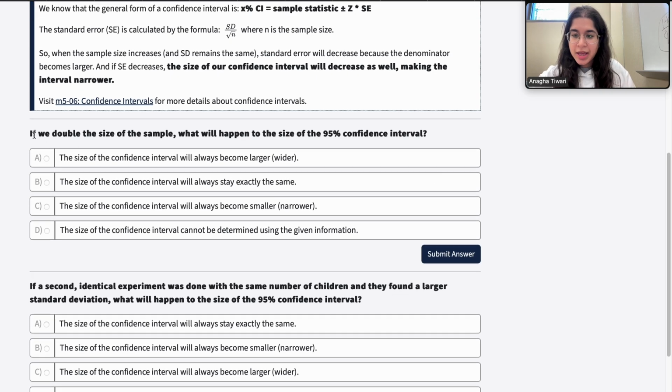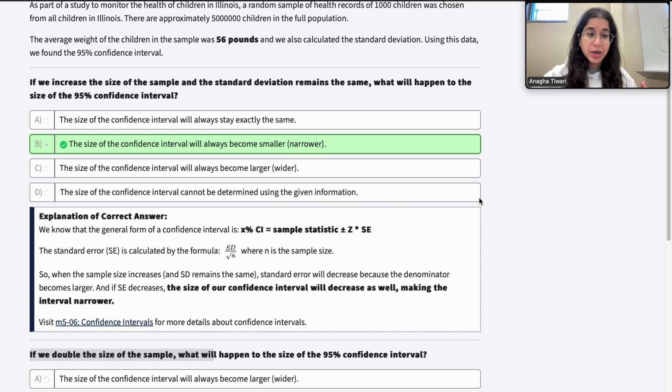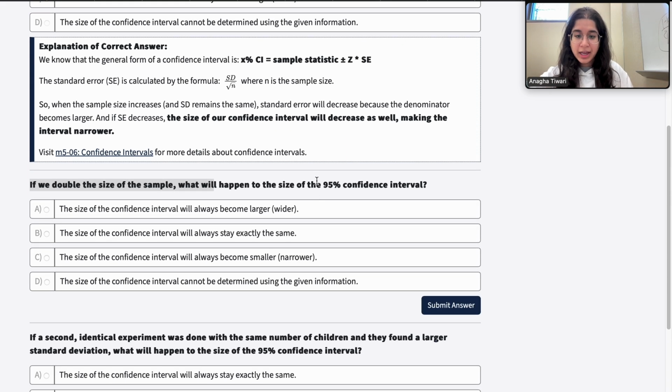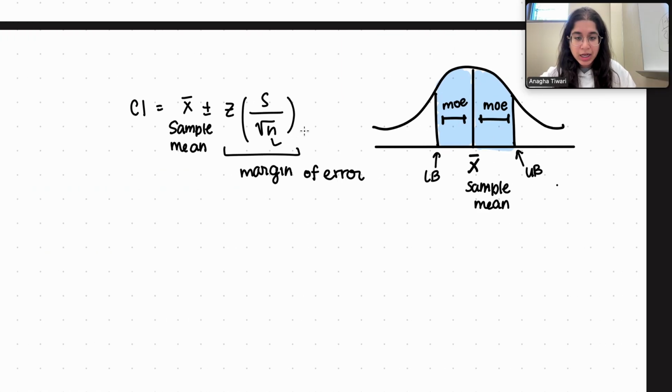Now here it says, if we double the size of the sample, what will happen to the size of the 95% confidence interval? And notice for all these problems, we're not actually calculating anything. This is the advantage if you conceptually understand what confidence intervals are about. You know what factors can narrow or widen the interval at hand. So here, if we double the size of the sample, similar to the last problem, this n will increase. So this standard error should decrease.